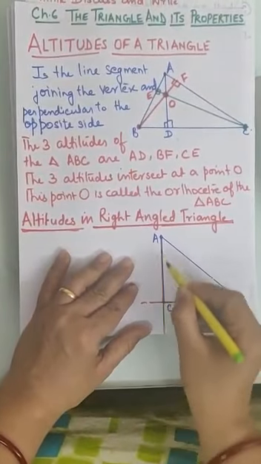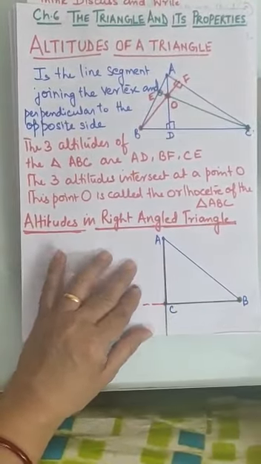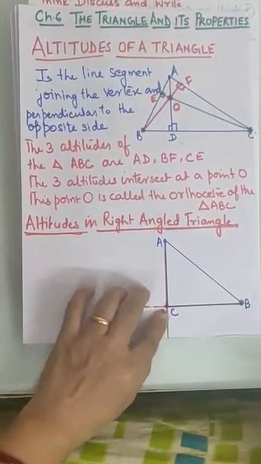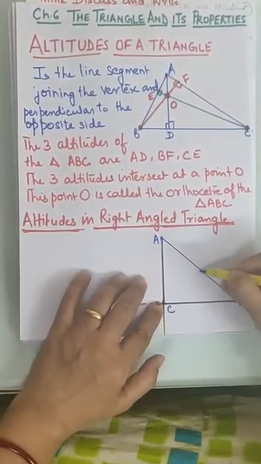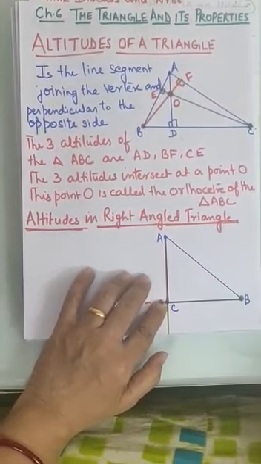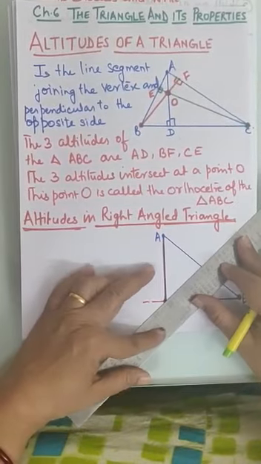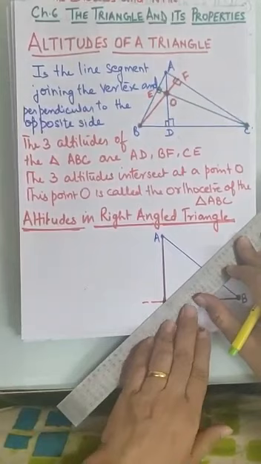So these two altitudes meet at point C. Now you draw from vertex C. The opposite side is AB. So you need to draw a perpendicular from C to AB. You draw it.